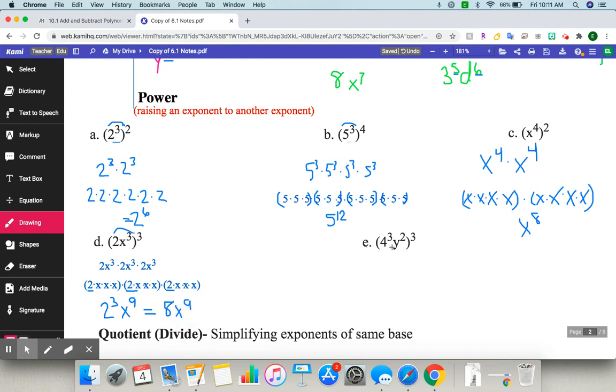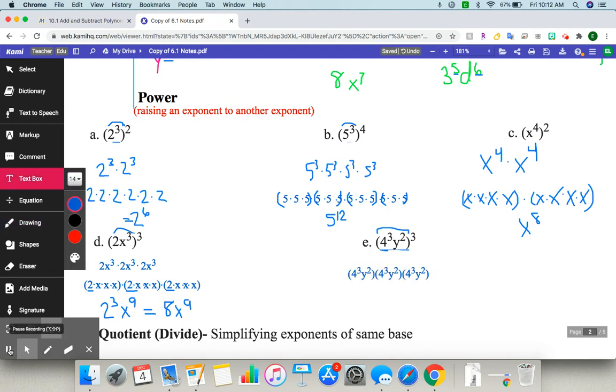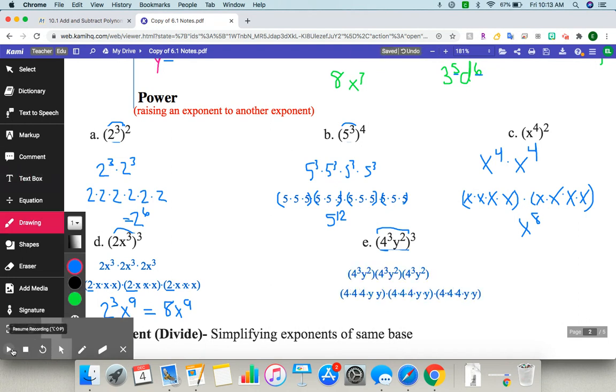And lastly, in E, notice I have 4 factors of 4 cubed y squared. So that's going to look like this. And then expanding it once again. So in total, that leaves us with 9 factors of 4 and 6 factors of y.